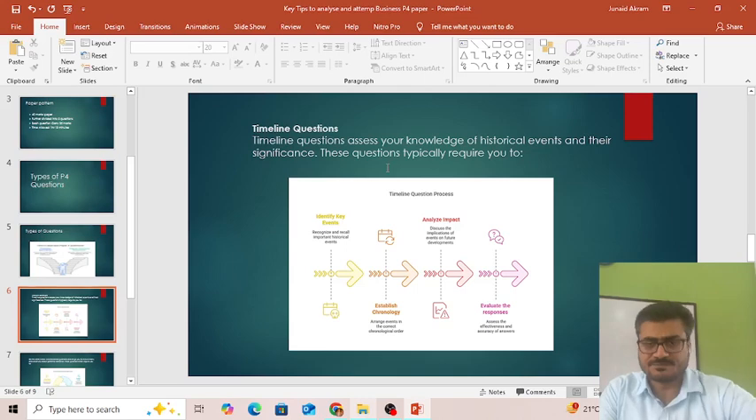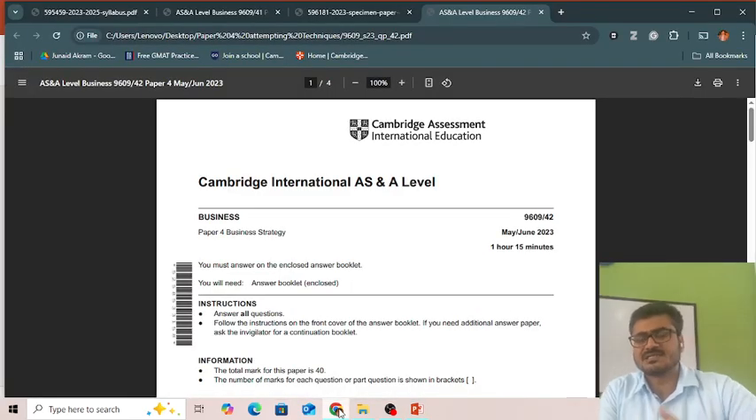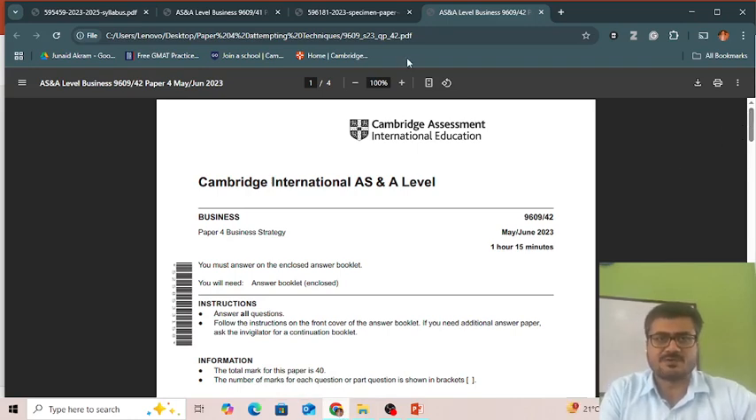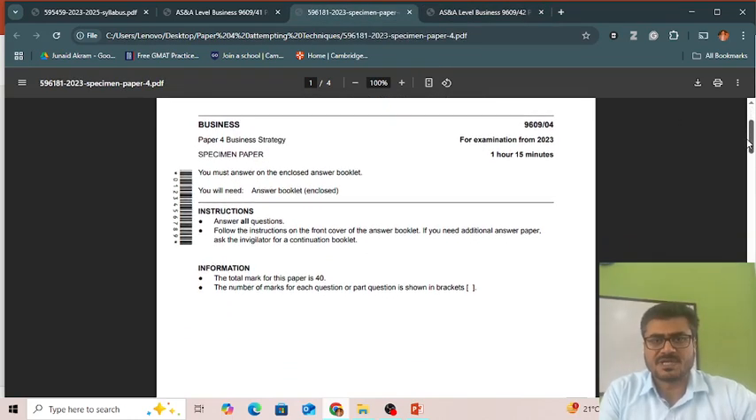For the sake of example, I can show you two or three papers in which the examiner has asked similar questions, and the same pattern is followed throughout your Paper 4. So the first type of question will always be an evaluation question that is based on a timeline.